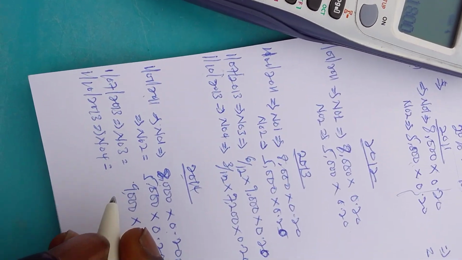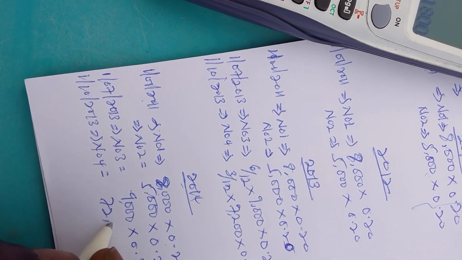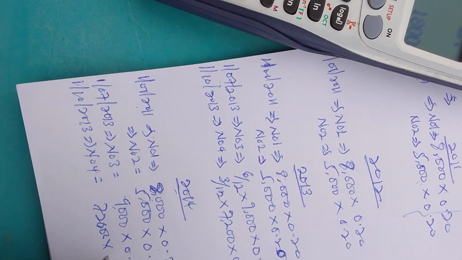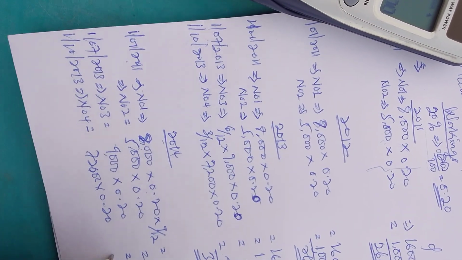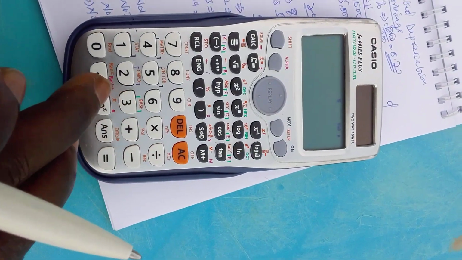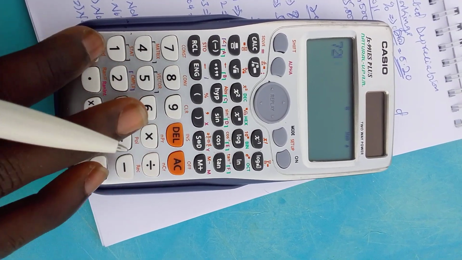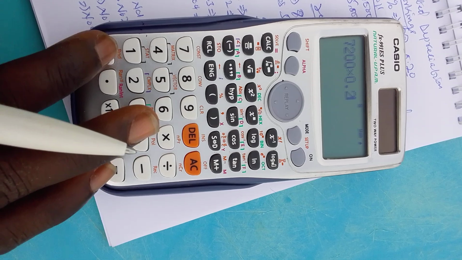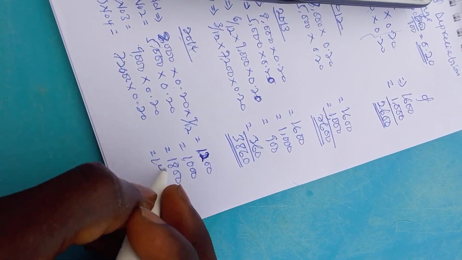So we are maintaining the amount, which is 7,200, multiplying 0.20, which is also going to give us 7,200 multiplying 0.20, which is going to be 1,440.